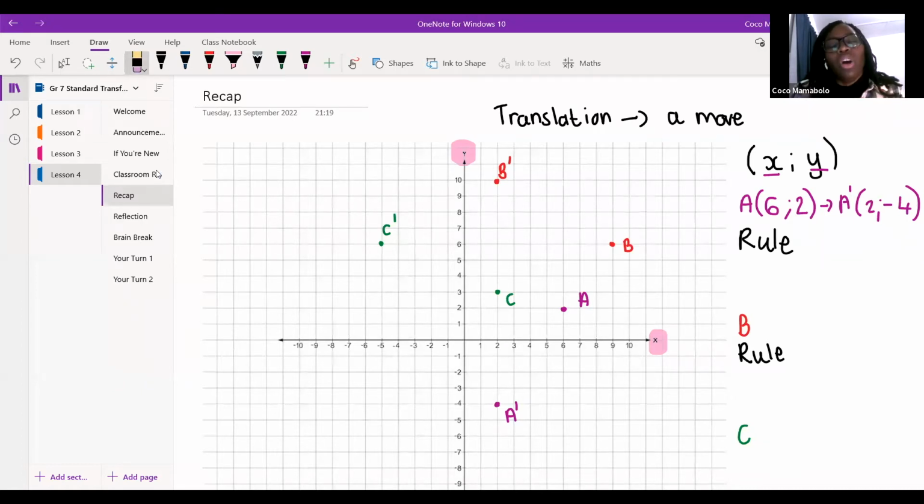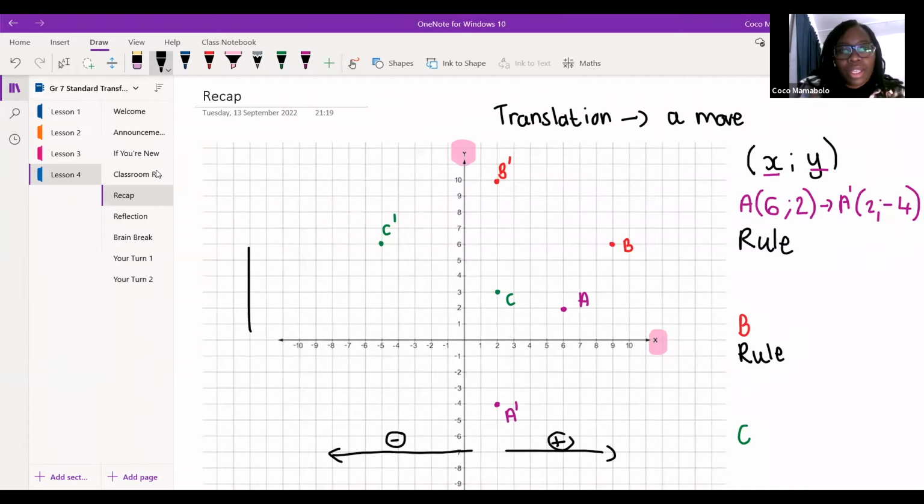Okay, now I need a volunteer. Does anybody remember what we do when we want to get from A to A prime? I'm going to remind you guys, if we move to the left, that's a minus for X. And if we move to the right, that's a plus for X. If we move up, that's a plus for the Y coordinate. And if we move down, that's a minus for the Y coordinate. Can anybody remember, how do we get to the rule?